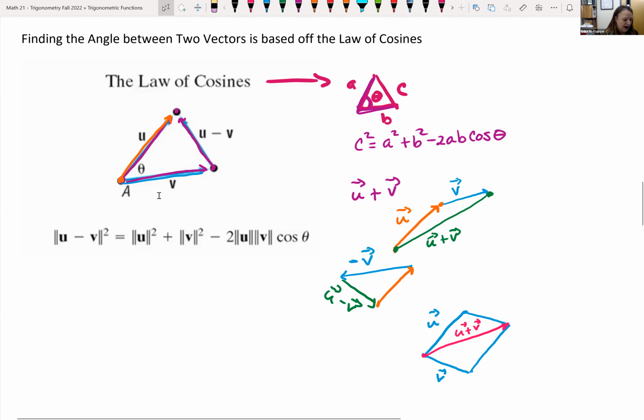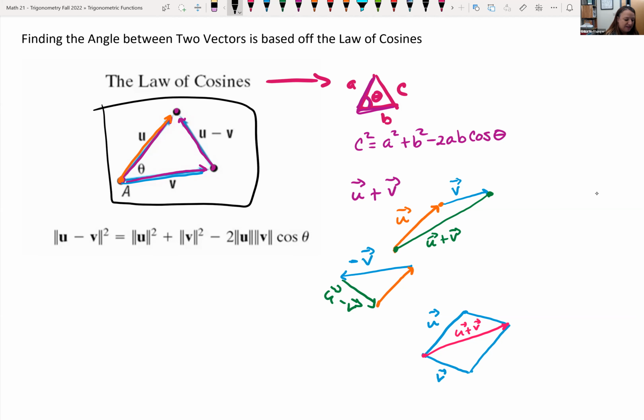Okay, so let's just go back and show what I wanted to show. Looking at this and using the law of cosines with this image, we're looking at the magnitude of U minus V, quantity squared. That equals the magnitude of U squared plus the magnitude of V squared minus 2 times magnitude of U times magnitude of V times cosine of the angle which is in between them.